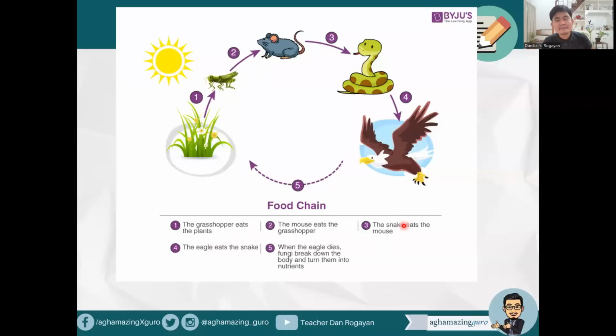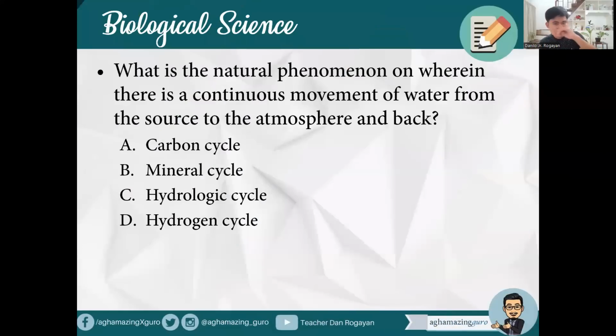How do you call again the interconnecting food chain? Ayan. Sige, may mga idadagdag pa ako sa next. I was actually browsing my material. Okay, that's correct. Okay, next. Meron pa tayong mga few questions. Sakto tayo sa 11. What is the natural phenomenon wherein there is a continuous movement of water from the source to the atmosphere and back? A, carbon cycle; B, mineral cycle; C, hydrologic cycle; D, hydrogen cycle.